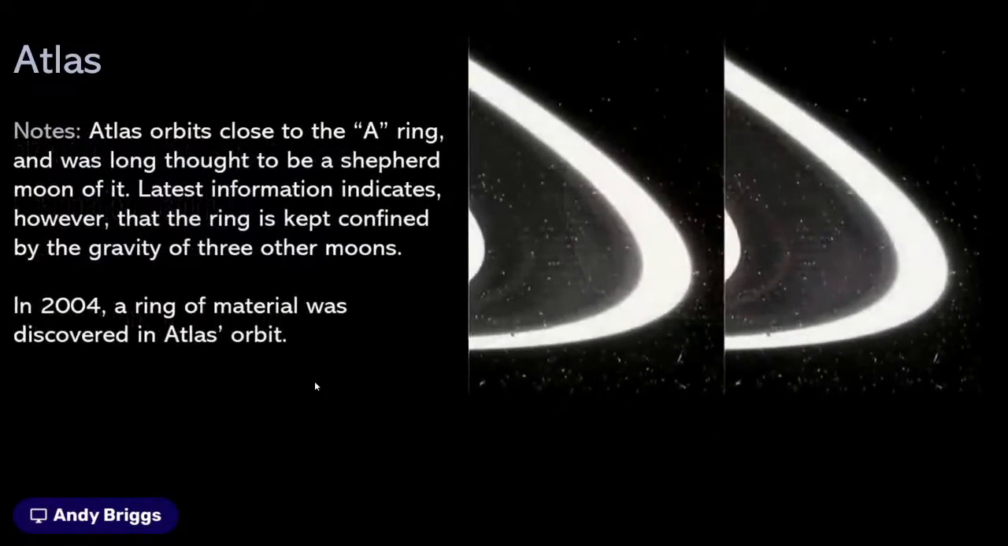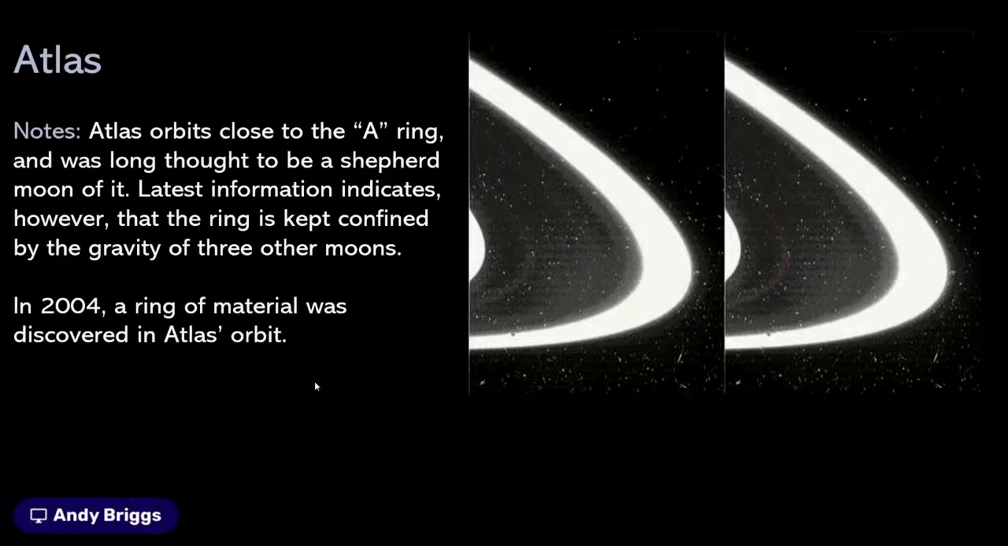And because for a long time, Atlas was thought to be shepherding the A ring to make it keep its shape, it's now thought that it isn't actually a shepherd of the A ring at all. Latest information indicates that the ring is kept within its limits by the action of three other moons, Prometheus, Janus, and another one I can't remember. So Atlas is not actually a shepherd moon.